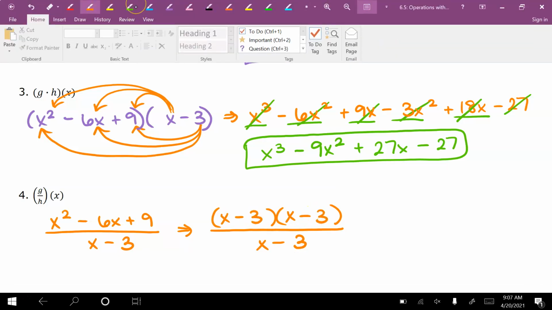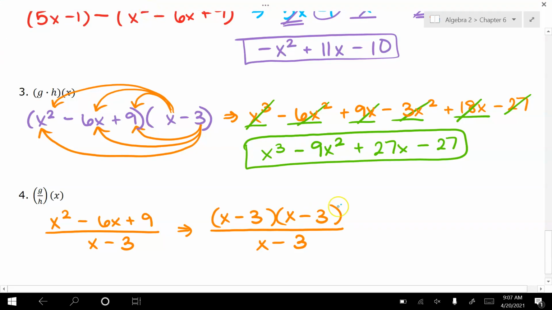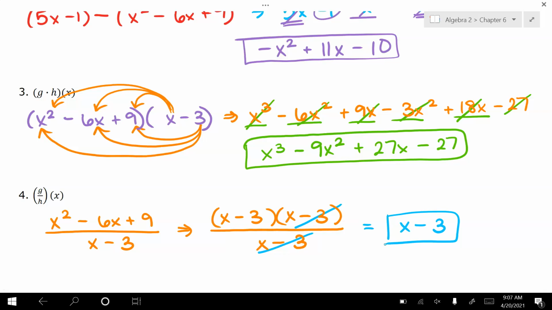What can we cancel off? Good, you got an x minus 3 on the top and x minus 3 on the bottom, so you can reduce that by canceling them. And so you're left with x minus 3. So again, that's similar to what we did back in chapter 5 when we were working with those rational expressions.